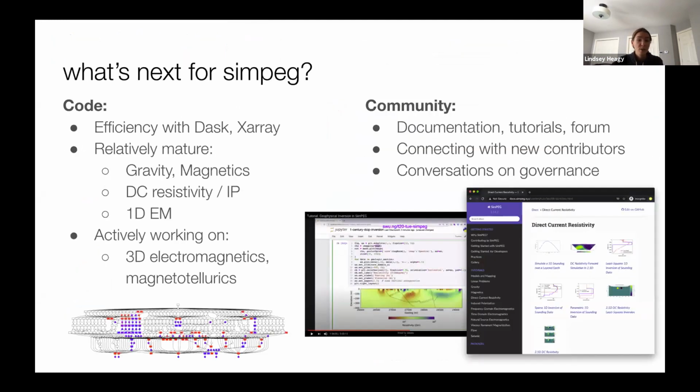So how does this come back to the initial questions that I was asking with respect to Simpeg and simulations and inversions in geophysics? We again have two components that we're working on, and the first is the code. We're working on incorporating some of the advancements that have been pushed by the Pangeo community, like Dask and Xarray. In particular, the space where we're really working on advancing right now is 3D electromagnetics and magnetotellurics.